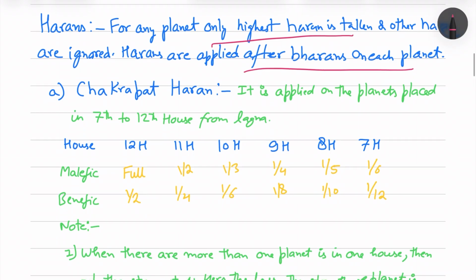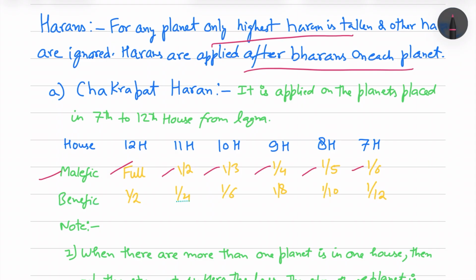Chakrapath Haran applies to whatever planets are in the visible half from the 7th house to the 12th house. If it is malefic and present in the 12th house, then we reduce the complete age to 0. If it is in the 11th house, we reduce it by half. If it is in the 10th house, we reduce it by one third. If it is in the ninth house, we reduce it by one fourth. If it is in the 8th house, one fifth. And if it is in the 7th house, one sixth.